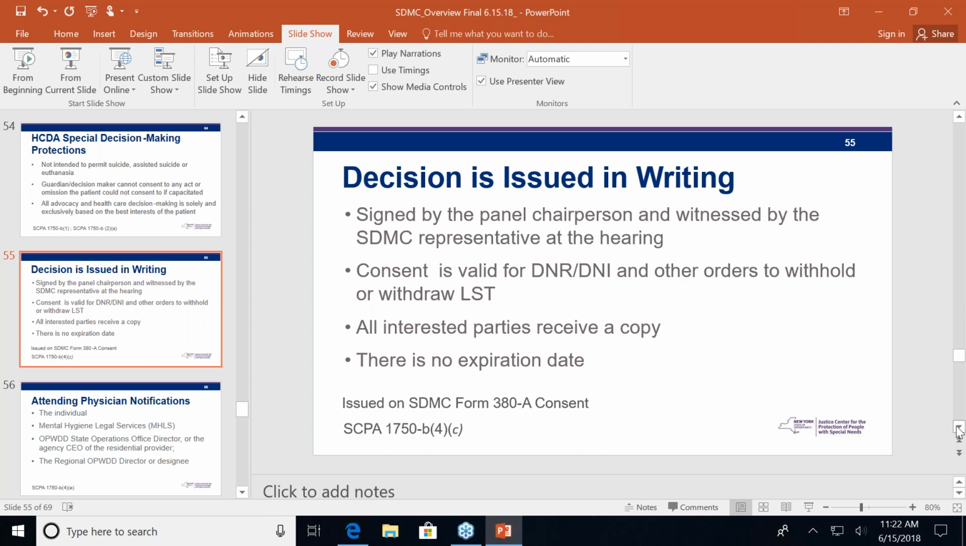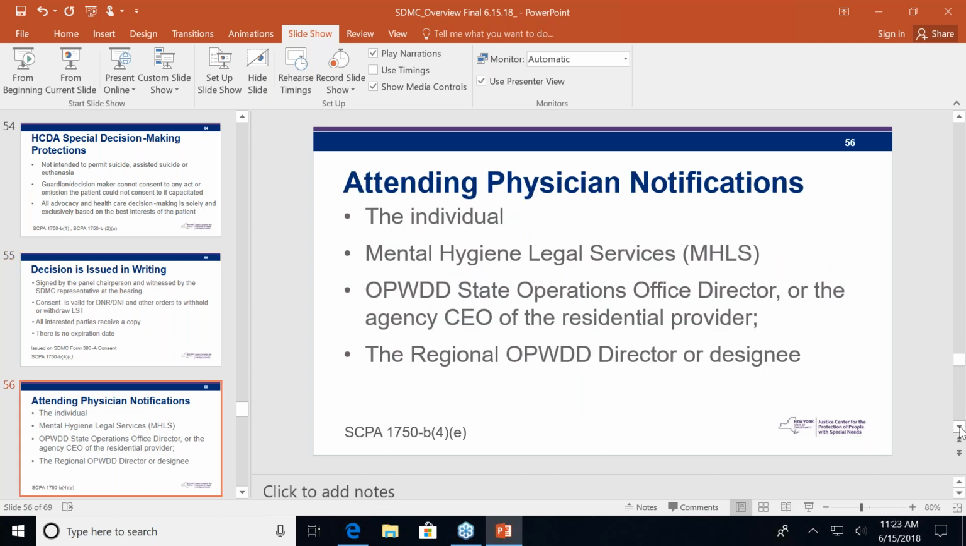All interested parties receive a copy of this, and that includes the declarant, the residential provider, and the executive director receives notification, as do any family members that are included as correspondents. The attending physician has the responsibility to notify the following people following the decision. So for SDMC, the decision is made at the hearing. The individual is notified. Typically, a copy of this decision is placed in the individual's record. Mental Hygiene Legal Services is notified, and they're actually there at the hearing.